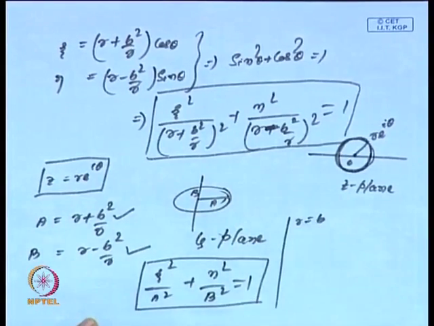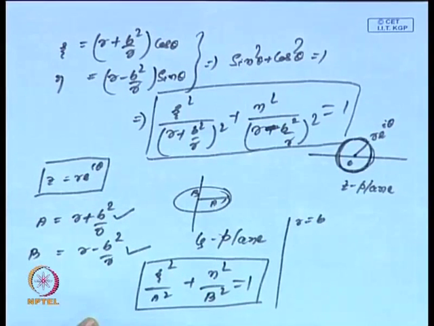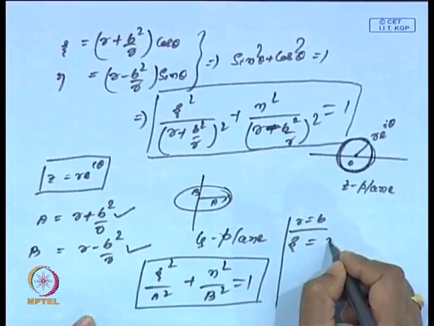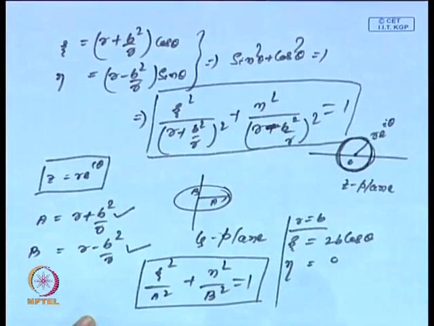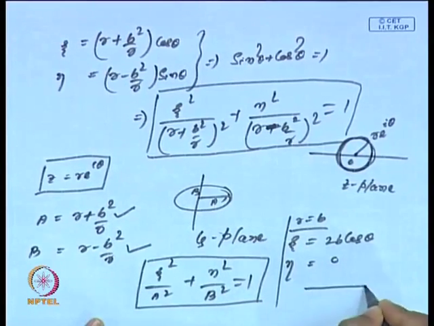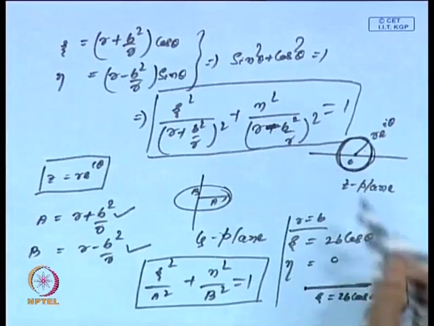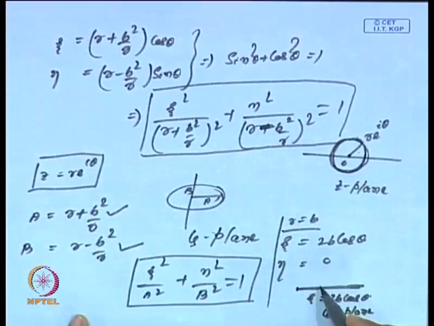Now, what will happen if r is equal to b? If r is equal to b, then xi will be 2b cos theta, and eta is 0. So in the zeta plane this will be a line, because eta is 0, which represents xi equal to 2b cos theta. Again we see that from a circle we come to a horizontal line.